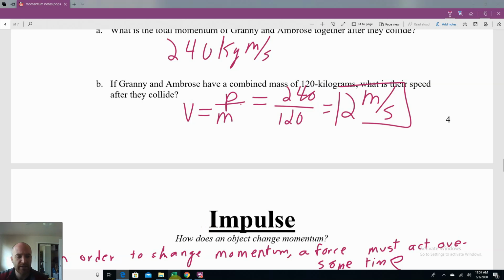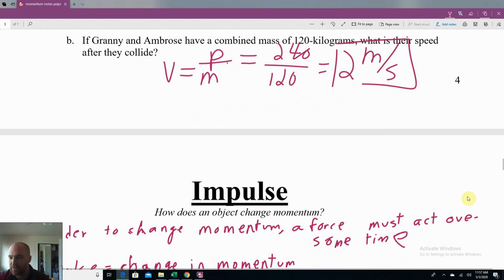So let's start with this. I wrote out the notes ahead of time because if you've been watching my videos, you know I have a hard time writing on my screen lately. So let's start with this. In order to change an object's momentum, a force must act over some time.